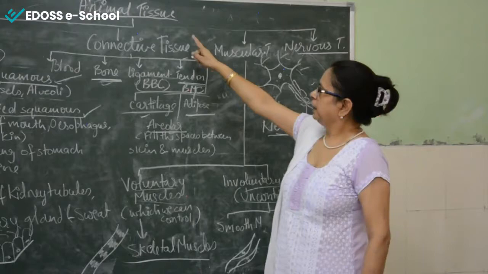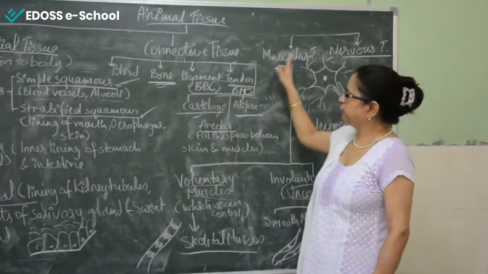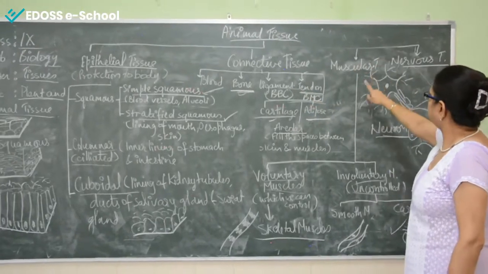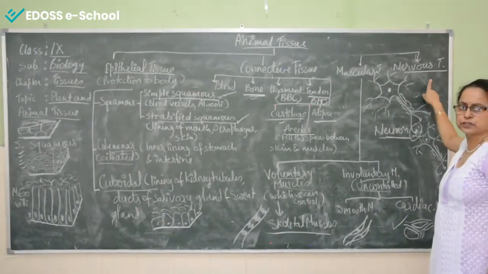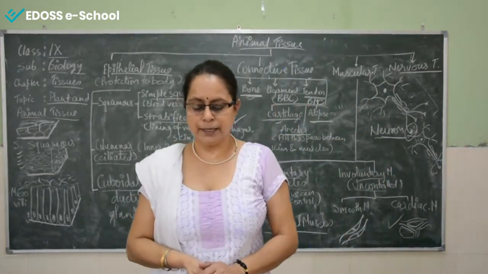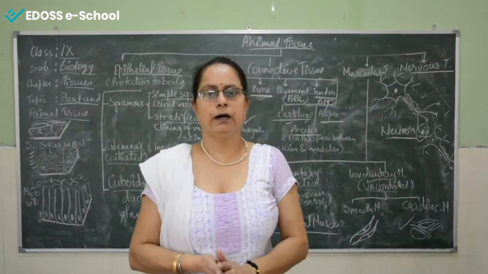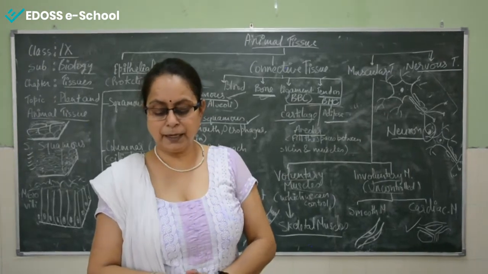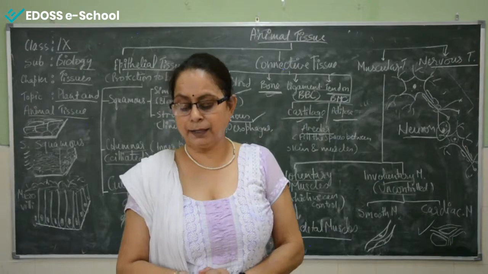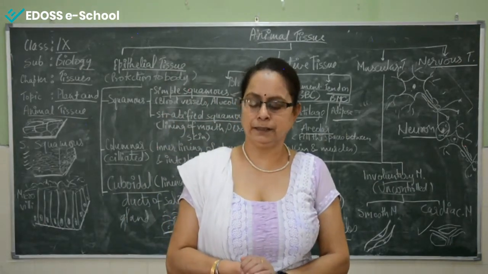So in short, we have four types of animal tissues: the epithelial tissue, connective tissue, muscular tissue, and nervous tissue. So this is all for today's class, students. In the next video, I'll pick another topic on nutrition, that relates to class 10th.